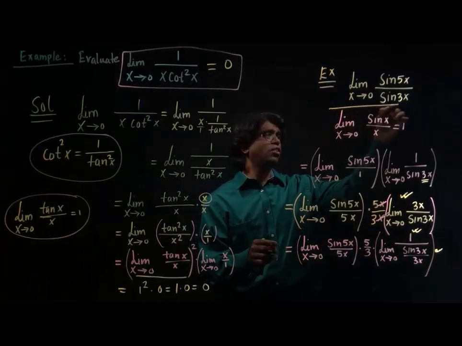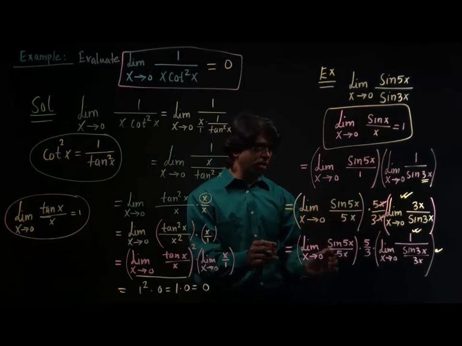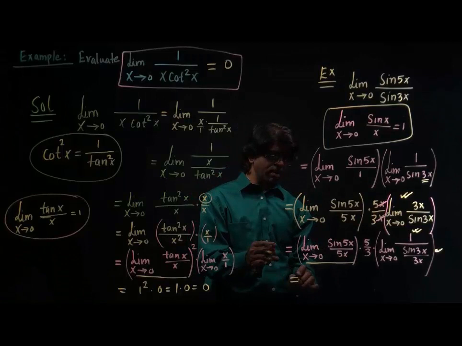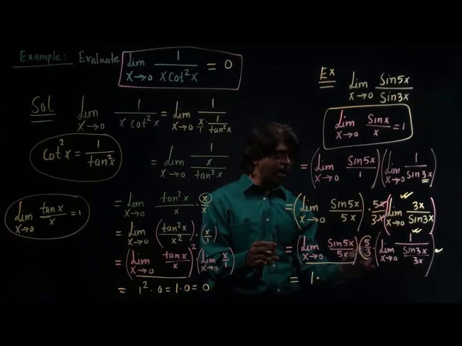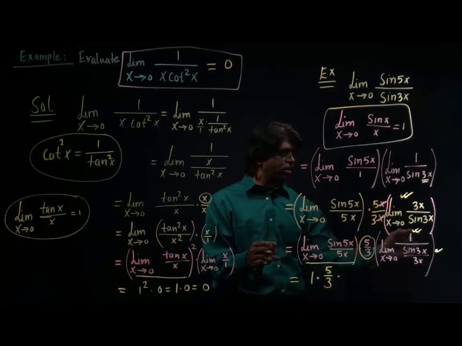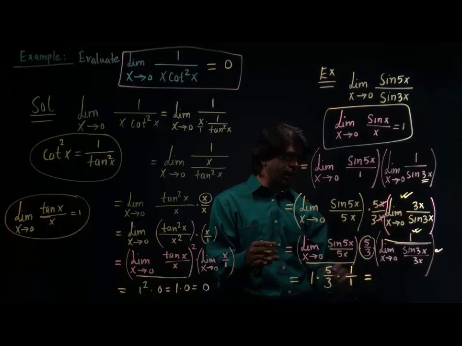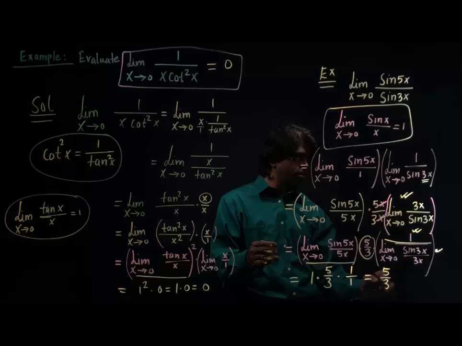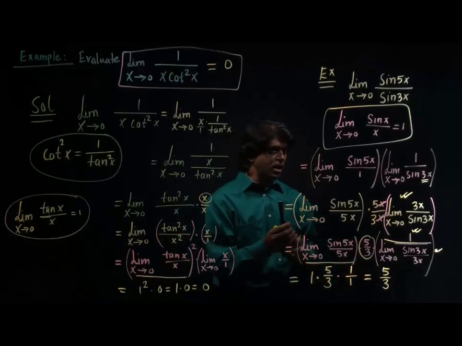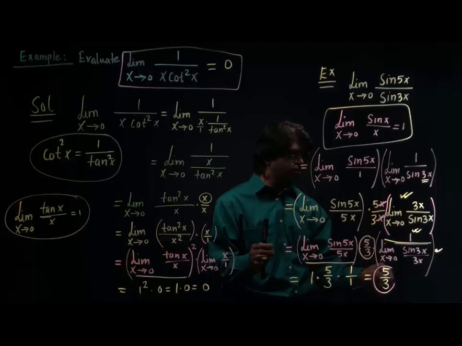So if we use this formula for the sine x over x, what will I get for this first term? That will be my 1 times, I have 5 over 3, so I will write 1 times 5 over 3 times, this one is also, as you can see, 1 over the limit as x tends to 0 of sine 3x over 3x, that is also 1. So I have 1 over 1. If I simplify whole thing all together, what will I get? 1 times 5 over 3 times 1 is basically what? 5 over 3. So basically, the limit for this function I got is 5 over 3.